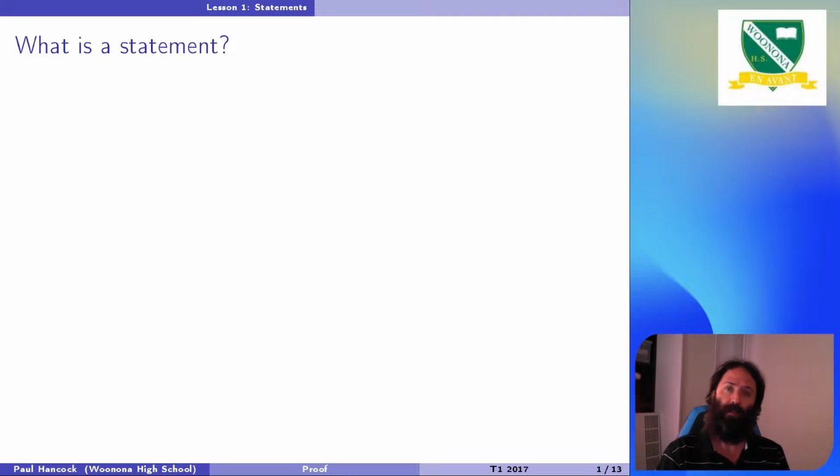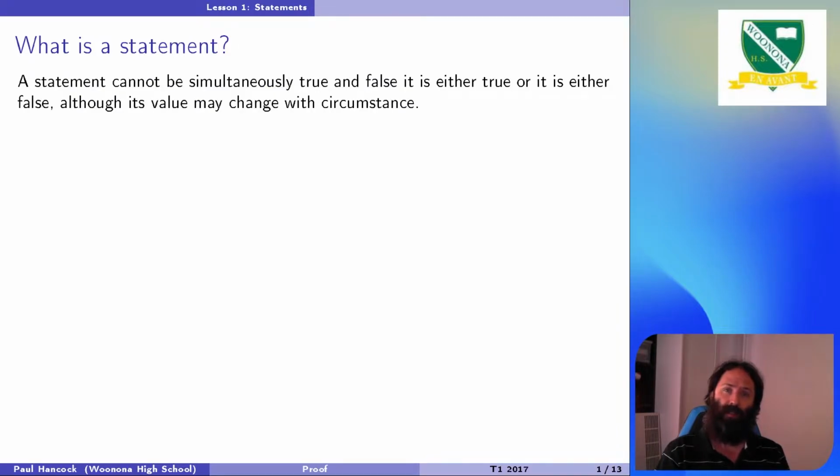So the first thing we need to know is what we mean by a statement. Now a statement is something that there isn't a fixed recipe for. It can look different in different contexts, but what's always going to be the case is that a statement has to be either true or false. It needs to be written in a way that it can be either true or false, and it can't be both at the same time. That doesn't mean it's always true and it's always false. It can change its value, but it can only be one of them at once.